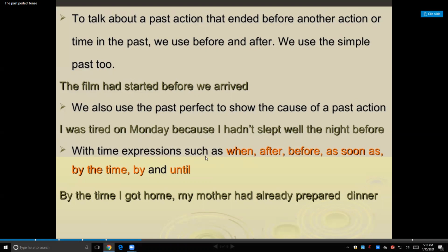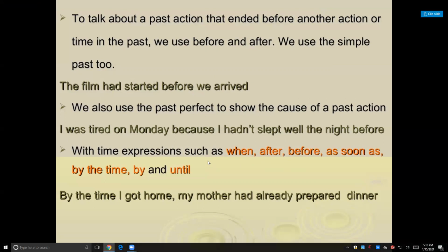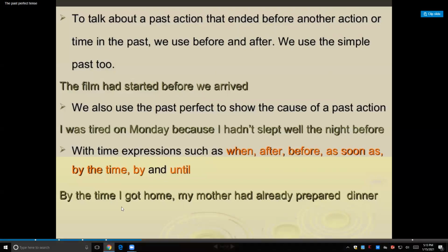Now, time expressions such as when, after, before, as soon as, by the time, by, and until are used with the past perfect tense. Like, by the time I got home, my mother had already prepared dinner. So which action took place first? My mother prepared dinner first, and then I got home. So this action, my mother had already prepared dinner, should be in past perfect, and the action which took place later should be in past simple.